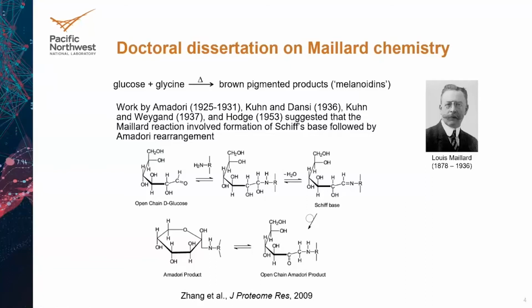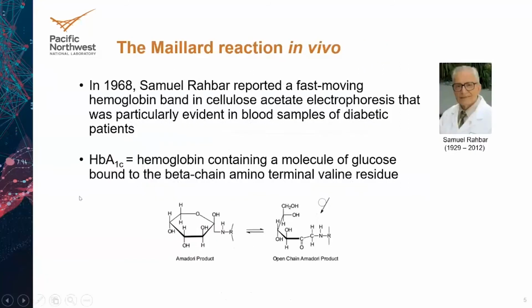But really, it didn't get that exciting for the research community until this type of chemistry was shown to have relevance in vivo. And in 1968, Samuel Rahbar, who you can see here, was doing some basic studies of different types of hemoglobins, different isoforms that were present in certain populations in the Mideast, and he identified a fast-moving form of hemoglobin that eventually was characterized as HbA1c and was found to have a molecule of glucose bound to the beta chain amino terminal valine residue of hemoglobin.